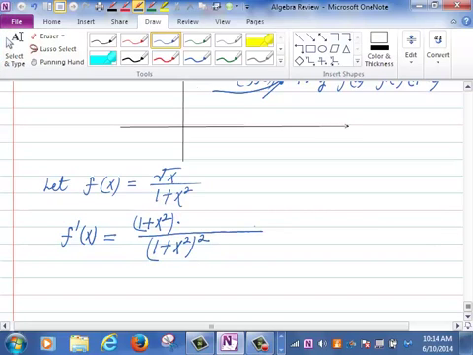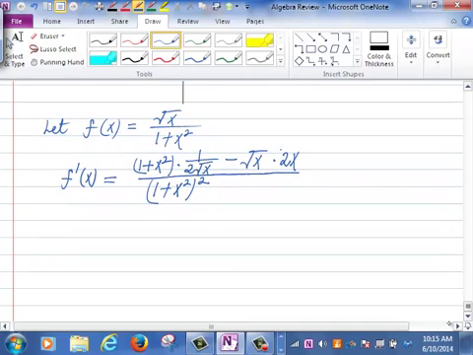It is root x, right? Okay, half, and then 1 over 2 root x, right? That's the derivative of root x. And then minus the numerator multiplied by the derivative of the denominator. And what's the derivative of the denominator? 2x. Okay?